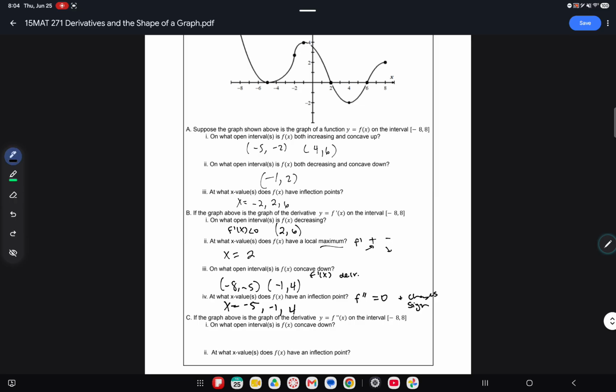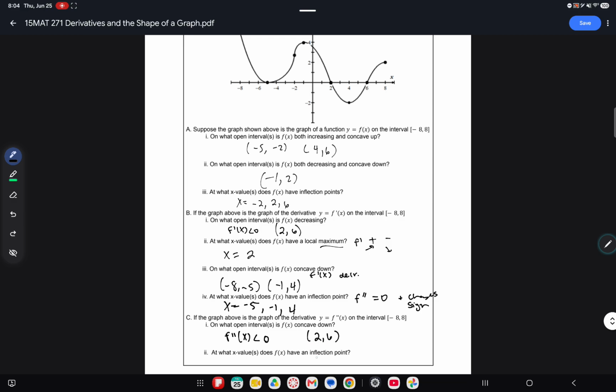All right, so now we're going to pretend that this graph is the second derivative. So where are we concave down? That is where the second derivative is negative. So that's going to be from 2 to 6.